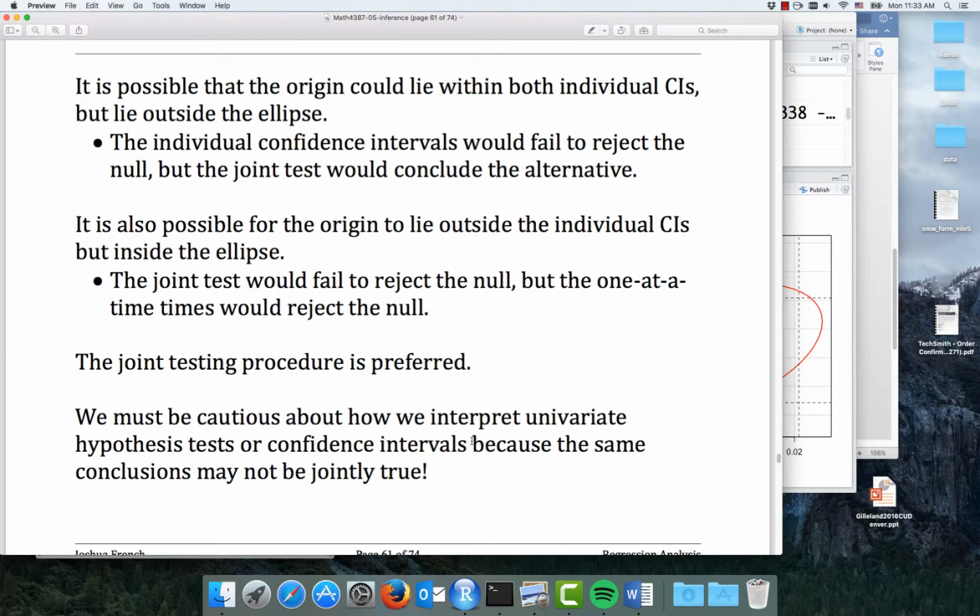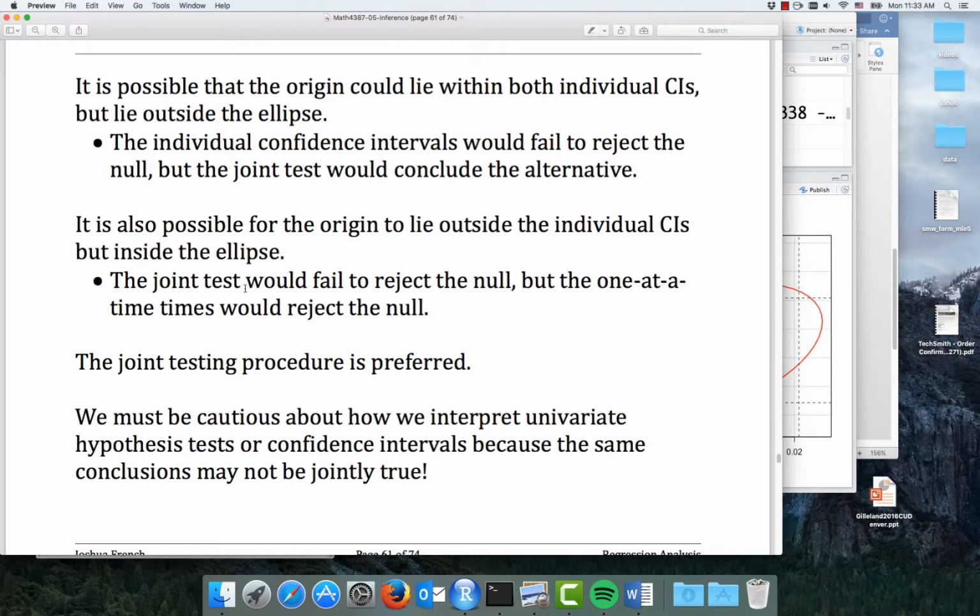And you can get some interesting relationships when you are constructing these joint confidence regions, just because the individual confidence regions don't really take into account the correlation between the estimated regression parameters. So you can have situations where the individual confidence intervals would cause us to fail to reject a null if we just looked at the information in them, but the joint confidence region would cause us to conclude the alternative. It's possible that the origin could lie outside the individual confidence intervals but inside the ellipse. You can draw pictures where this is definitely the case. So you have to be careful.